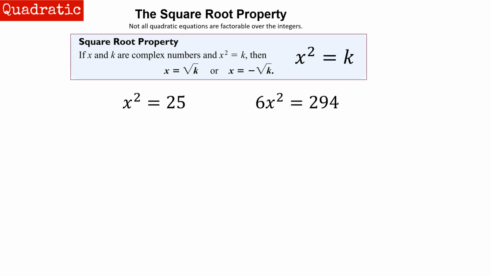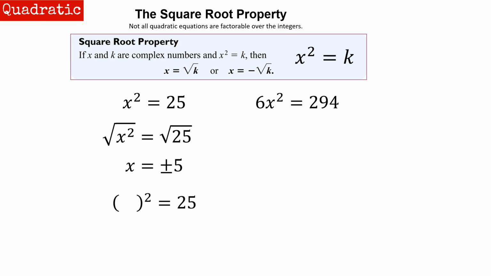X squared equals 25. Using the square root property, we're going to take the square root of both sides. The square root of x squared is x, and the square root of 25 is plus or minus 5. Why is it plus or minus 5? Well, let me show you. Whatever squared has to equal 25. And that's okay because 5 squared is 25. But if we put negative 5 in there, it also equals 25. Negative 5 squared is 25. That's why we have two answers for this one, plus or minus 5.